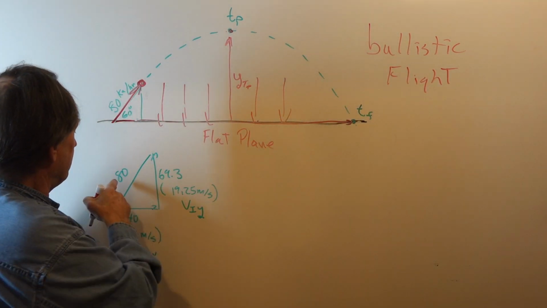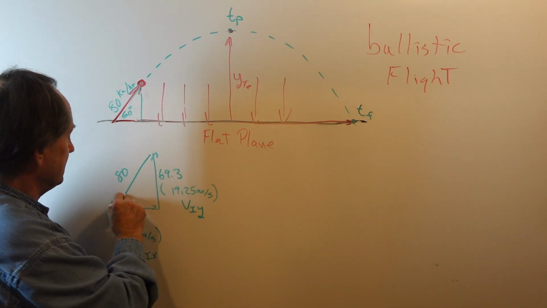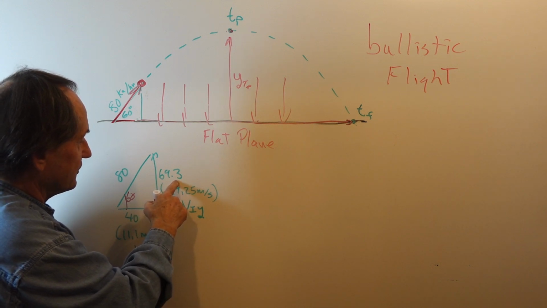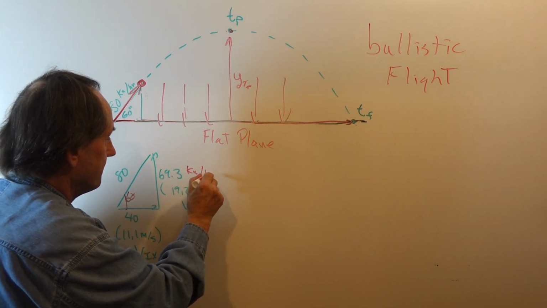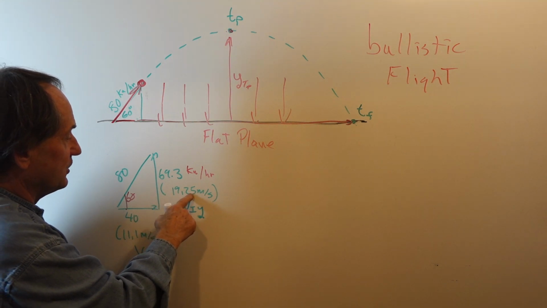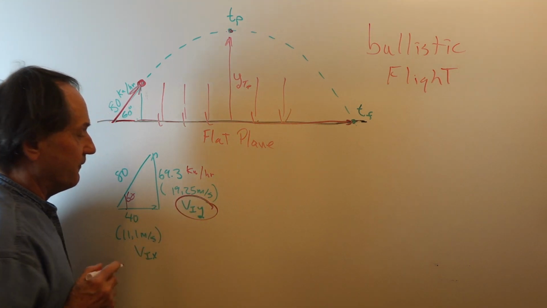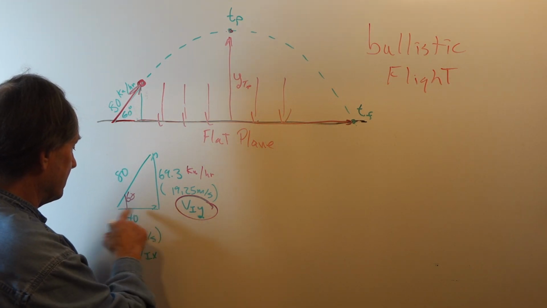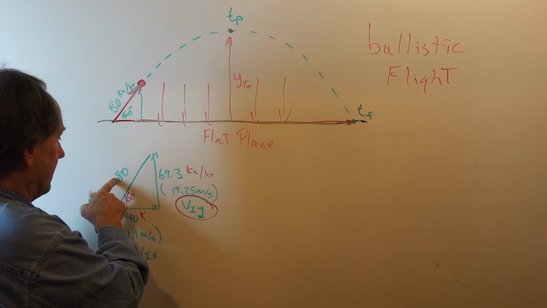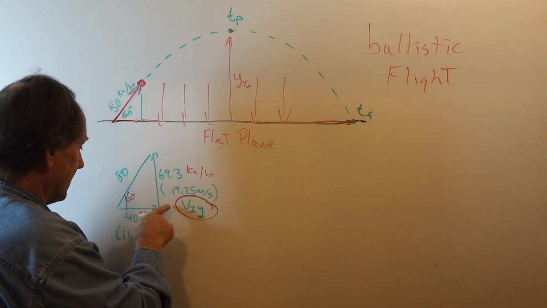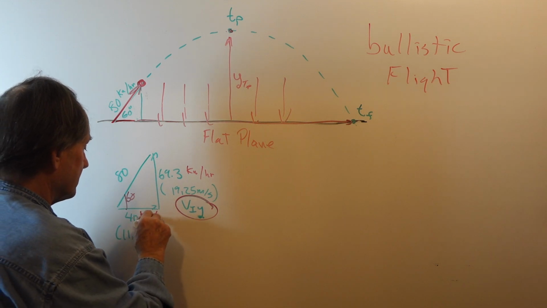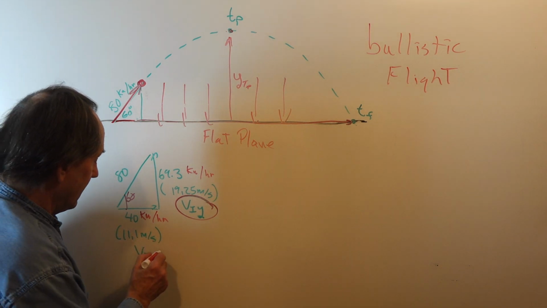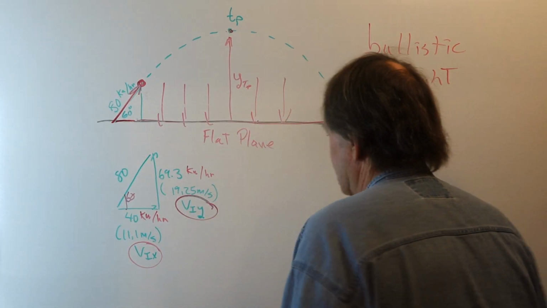If we have 80 kilometers per hour at a 60-degree angle, then the vertical component is 69.3 kilometers per hour, which works out to 19.25 meters per second. This is our V initial in the y direction. And in the horizontal direction, the component is 40 kilometers per hour, which works out to 11.1 meters per second. And this is the initial velocity in the x direction.